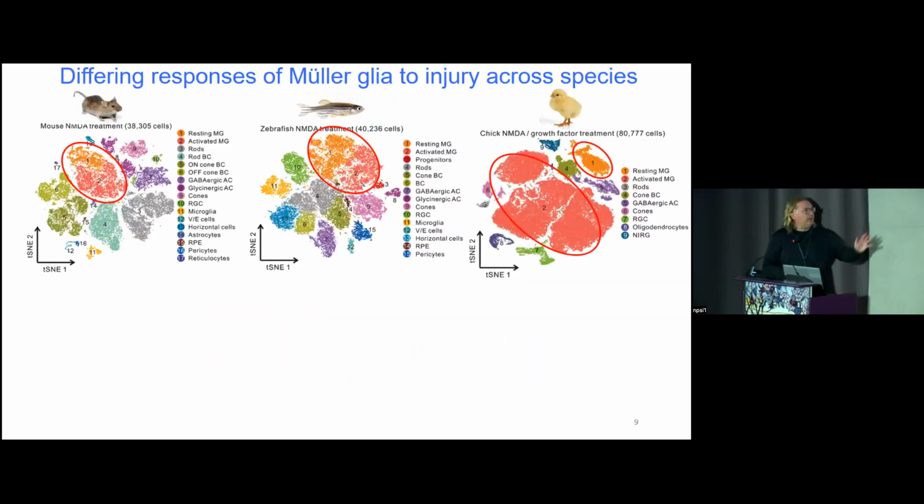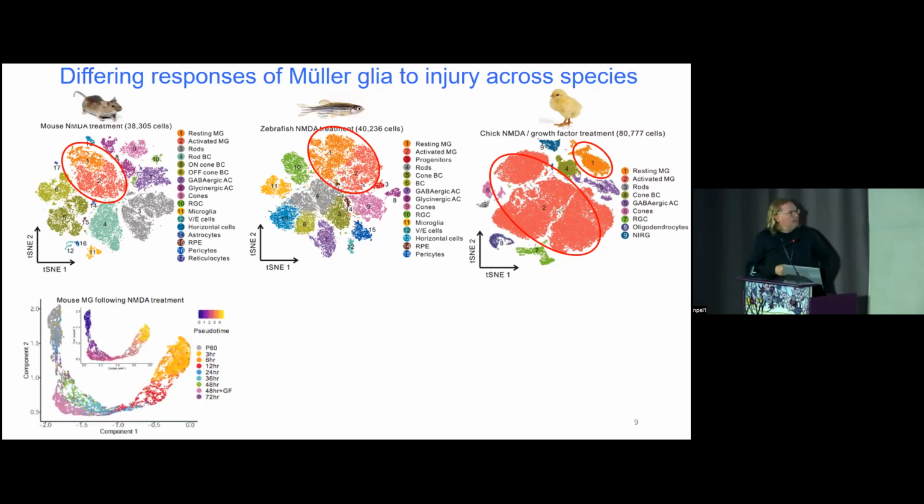This is some of the single cell data from the 3 species. These are mouse, fish, and then chick treated with NMDA. And the different cell types here are color-coded. We can readily identify all of the major cell types. The glia are highlighted here in red. So we can readily distinguish between resting and activated glia. And in the case of the fish, we can identify some progenitors as well.